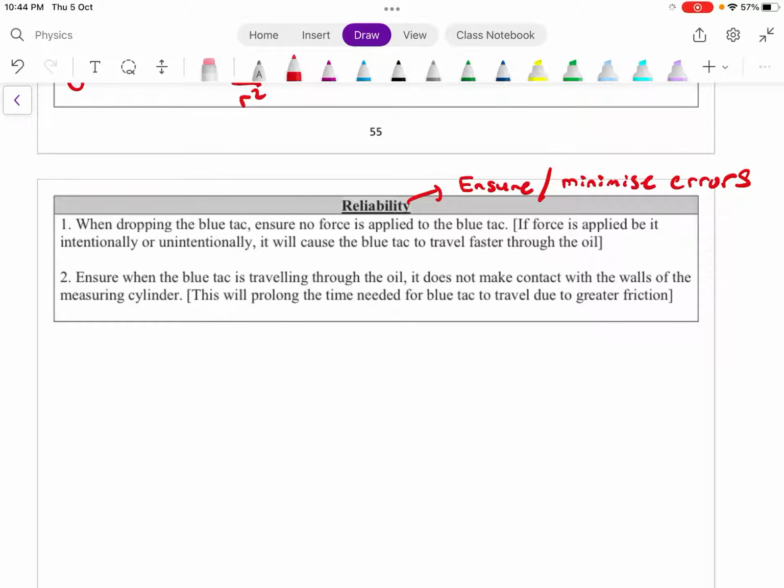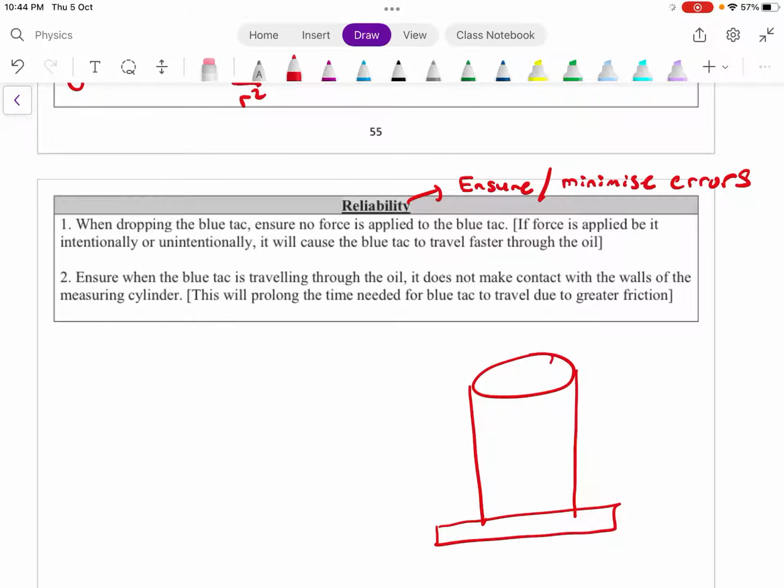Okay, second one, you must say ensure that when the blue tag is traveling through the oil, it does not make contact with the walls of the measuring cylinder. Because if you are doing this experiment yourself, sometimes you realize that, for example, okay, this is the cylinder. So this is the oil. So the oil is here. So this is the thing. Okay, when you drop the blue tag, sometimes you realize that the blue tag is actually like sliding through the walls of the cylinder.